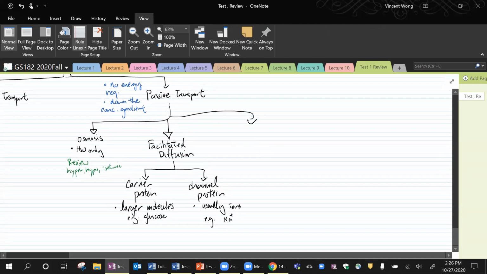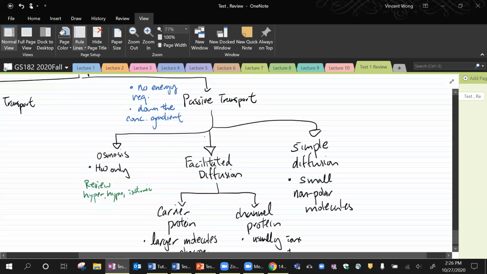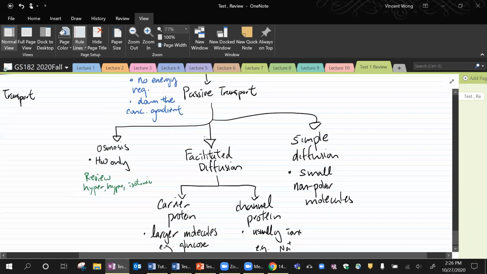And the last type of passive transport would be simple diffusion. Simple diffusion is best for small non-polar molecules. So those are the three types of passive transport.